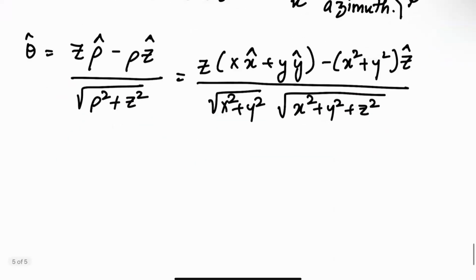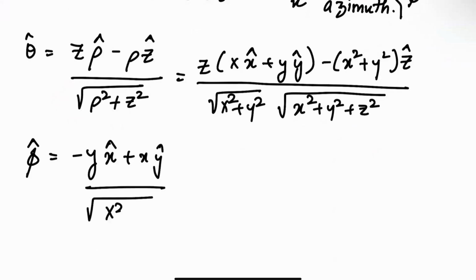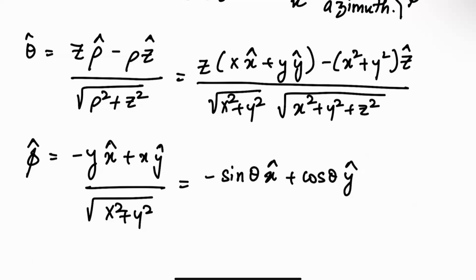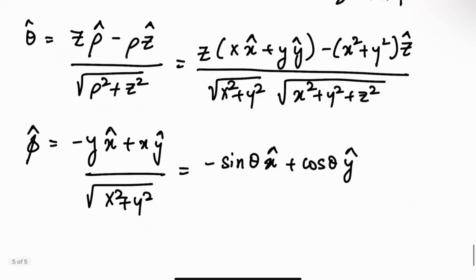Okay. And phi hat is the same as before. As we said, it's just a projection onto the xy plane and then cylindrical coordinates. So you just get minus y x hat plus x y hat divided by square root of x squared plus y squared. And that's nothing but minus sine theta x hat plus cosine theta y hat, right?